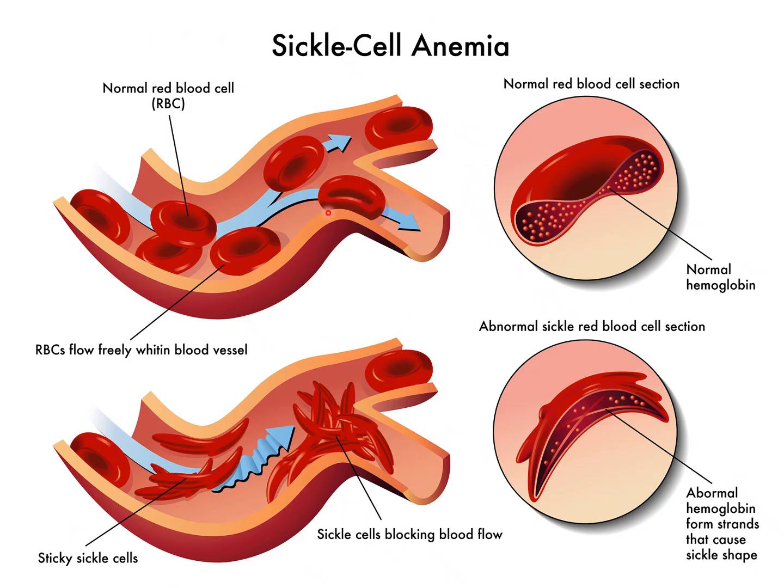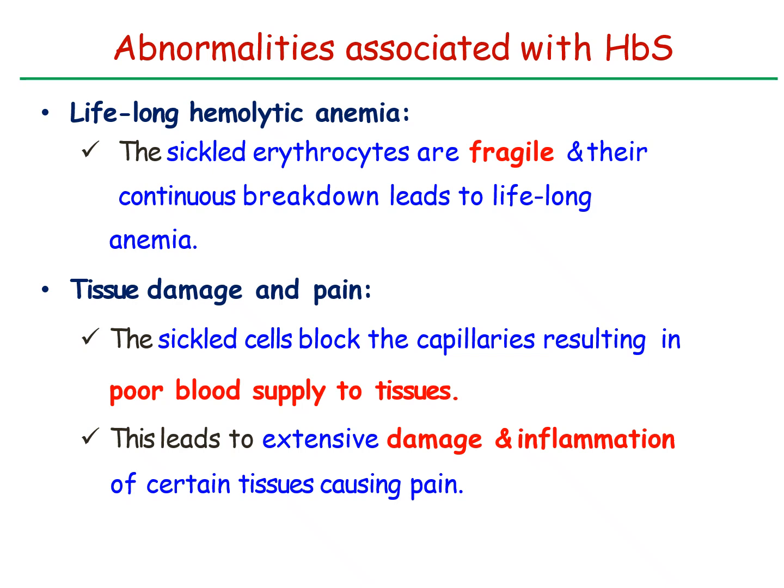Instead of a healthy RBC, there is distortion in the RBC shape that leads to the sickle shape. If the sickle shape happens, oxygen will not be passed easily, so that causes anemia. Abnormal hemoglobin forms strands that cause the sickle shape.